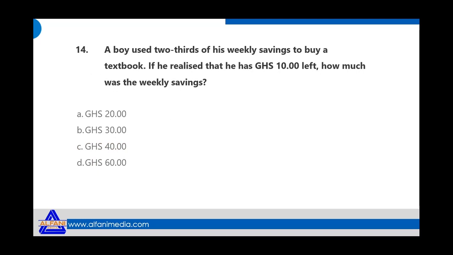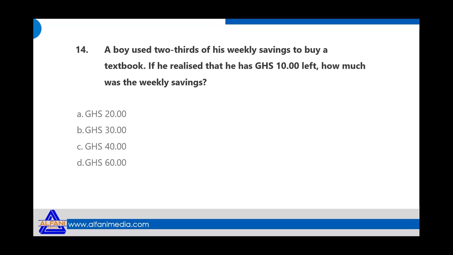The next question is question 14. A boy used 2/3 of his weekly savings to buy a textbook. If he realized that he has 10 CDs left, how much was the weekly savings? All right, this is question number 14. So the boy used 2/3 of his weekly savings to buy a textbook. If he realized that he has 10 CDs left, how much was the weekly savings?